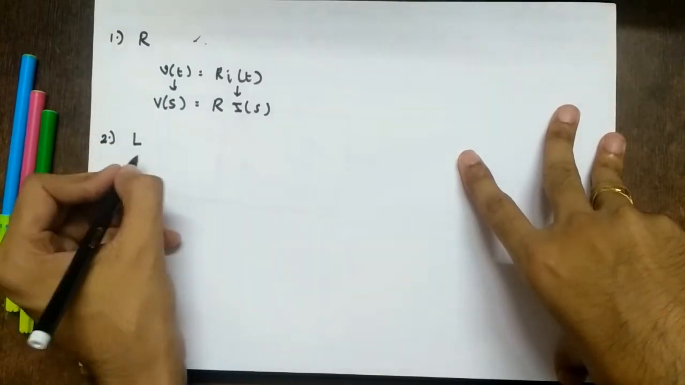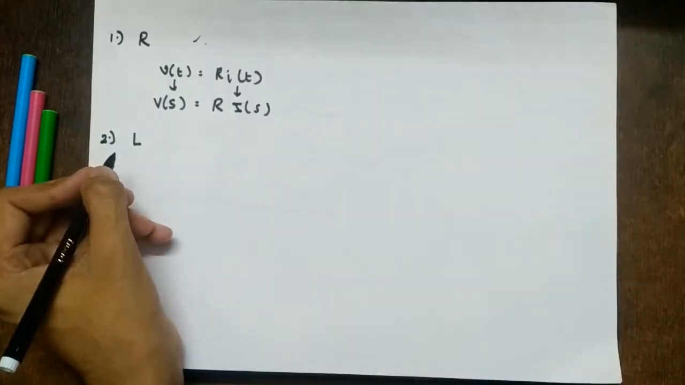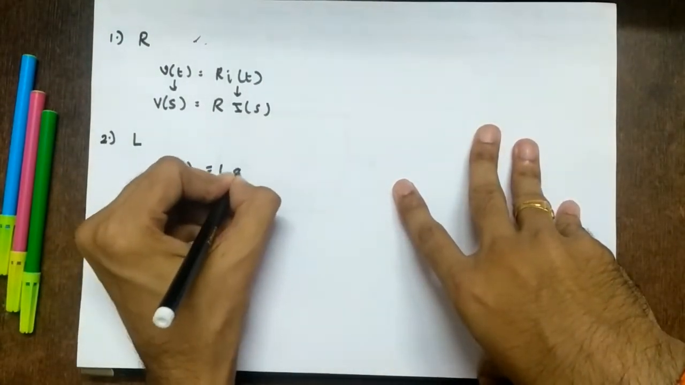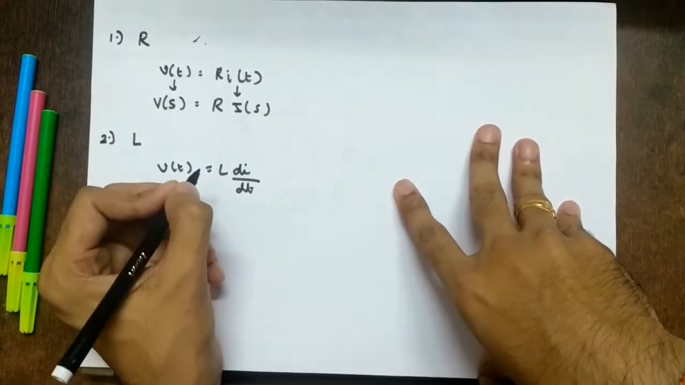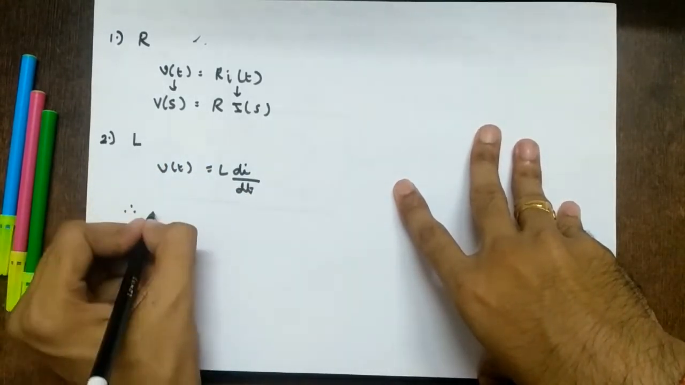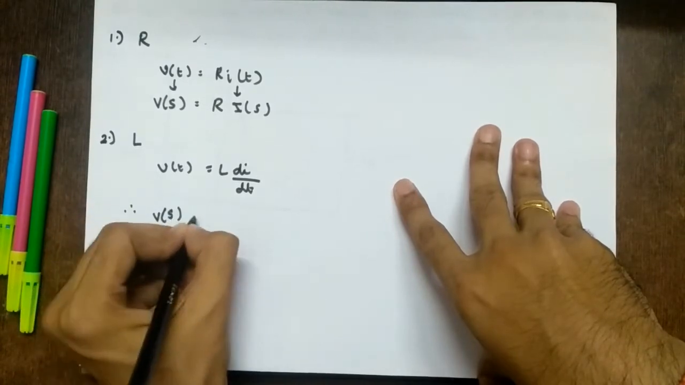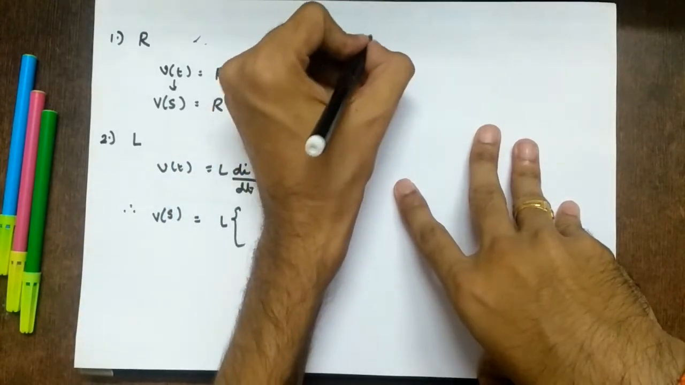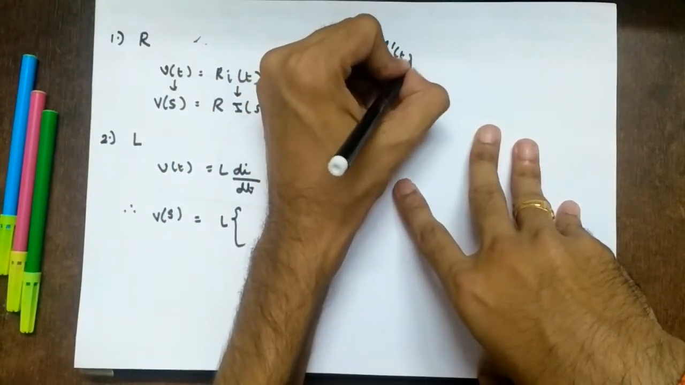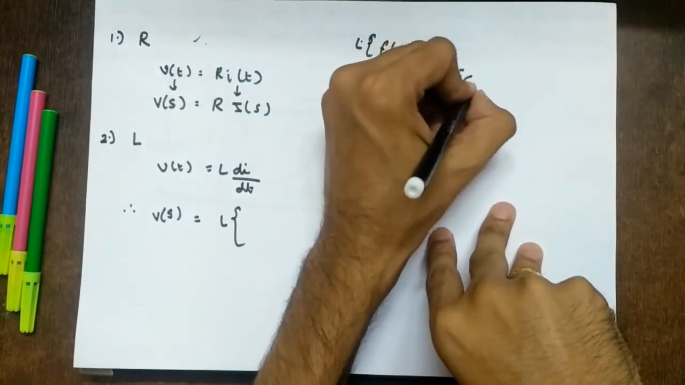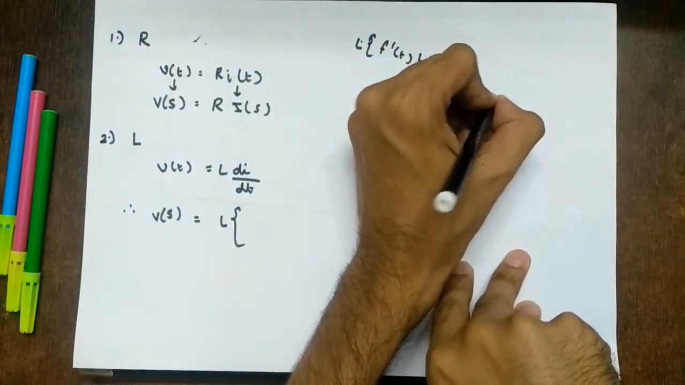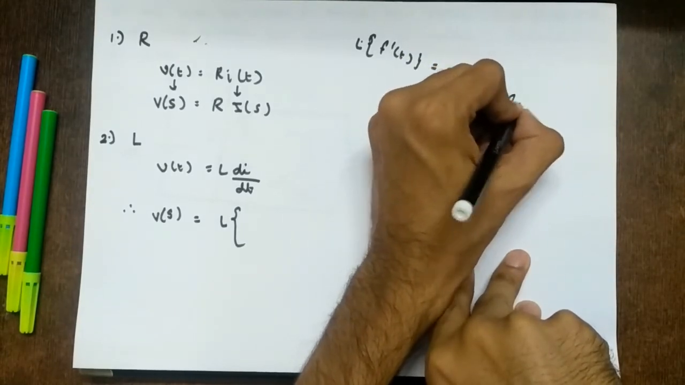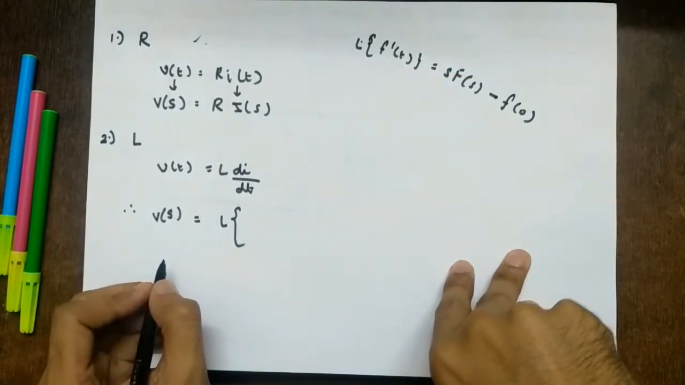Let's see what happens for the inductor. What is the equation for inductor? It is V of t equal to L di by dt, right? If you take Laplace transforms on both sides, what will we get? V of s equal to L times the Laplace transform of di by dt. Yesterday we saw the Laplace transform of f dash of t. What is it? s F of s minus f of 0, right? This is what we saw yesterday.